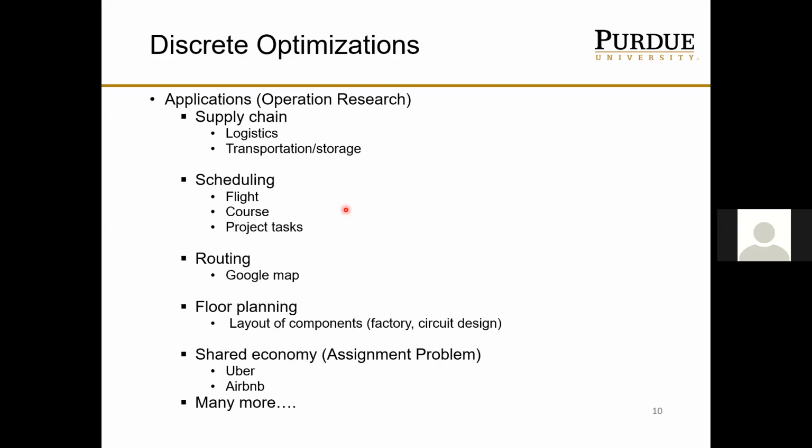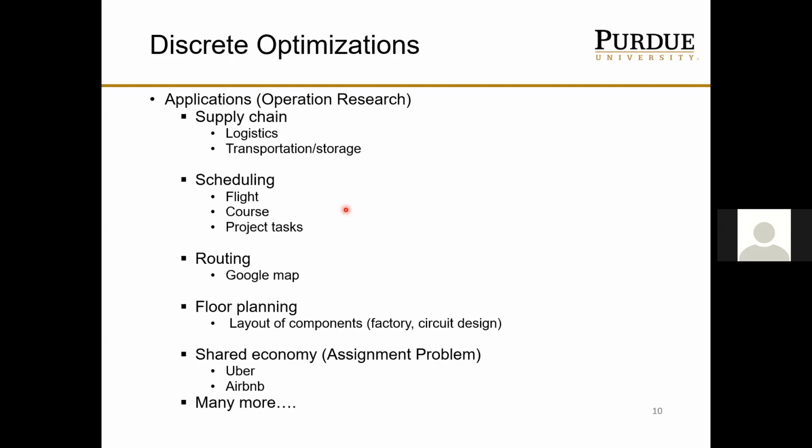For example, the supply chain. For supply chains, you need to determine how many units you need for some demand, how many things you want to buy. That would be the supply chain decision. And also transportation and storage. For example, USPS or FedEx have to determine how to optimize their logistics so that they can minimize their transportation costs, but also deliver all the packages.